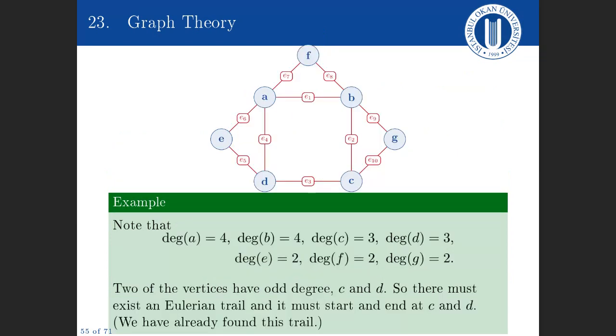Go back to this one. The degrees are 4, 4, 3, 3, 2, 2, and 2. So that's even, even, odd, odd, even, even, even. There's 2 vertices of odd degree. That means there must exist an Eulerian trail, and it must start and end at C and D. We've already found this one, and we know that that's true.